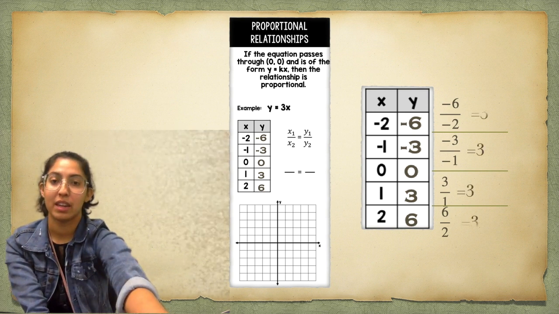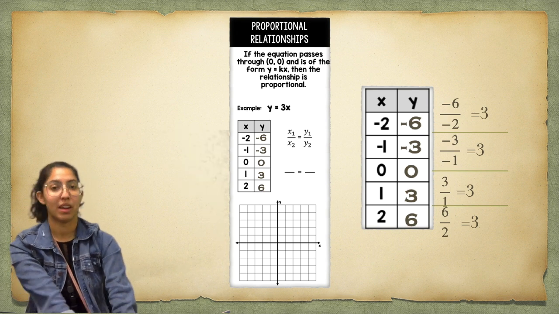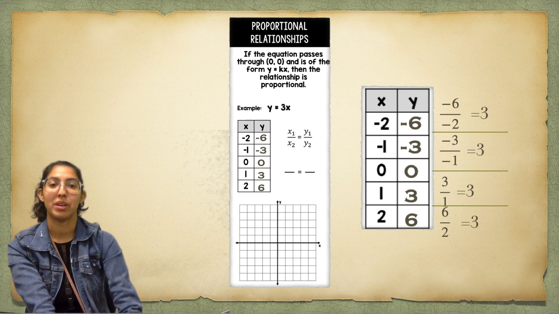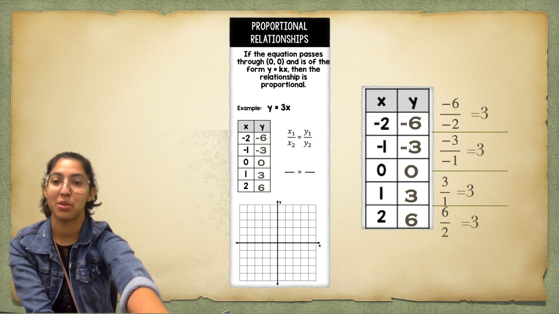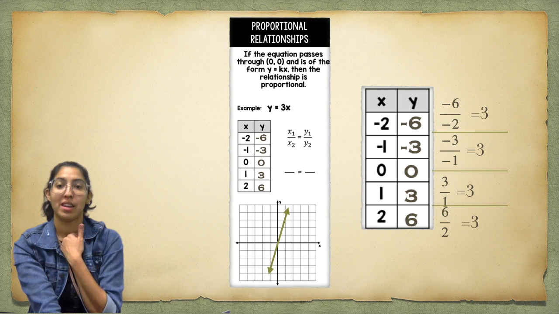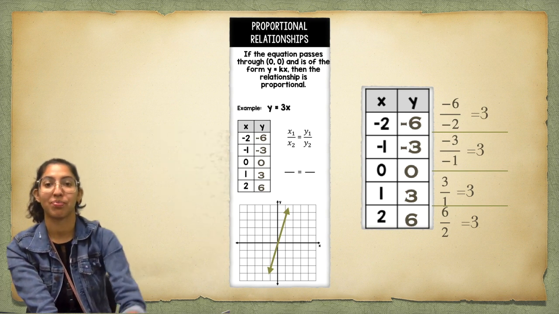So if we look, -6 divided by -2 is 3. -3 divided by -1 is 3, 3 divided by 1 is 3, and 6 divided by 2 is also 3. So let's throw this on a graph. It goes through the origin, and it is a straight line, which means it is proportional.